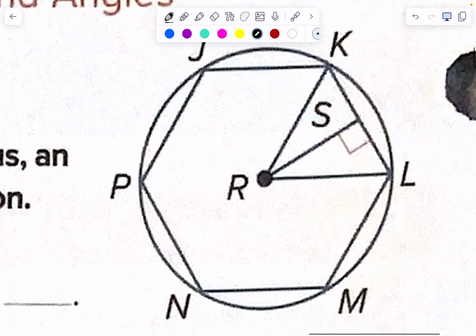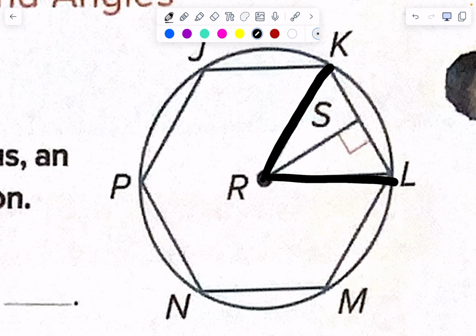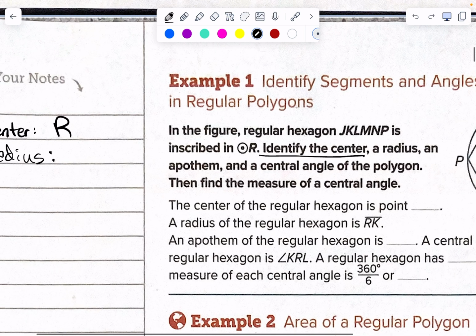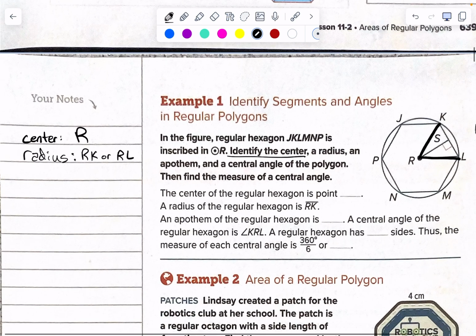Radius of the circle. We've got this hexagon inside of a circle. Which one's a radius? RK or RL? Is RS a radius? No, it doesn't go all the way to the edge of the circle. So RK or RL. Okay, what is RS, by the way? Is RS the apothem? Yeah. RS is the apothem.